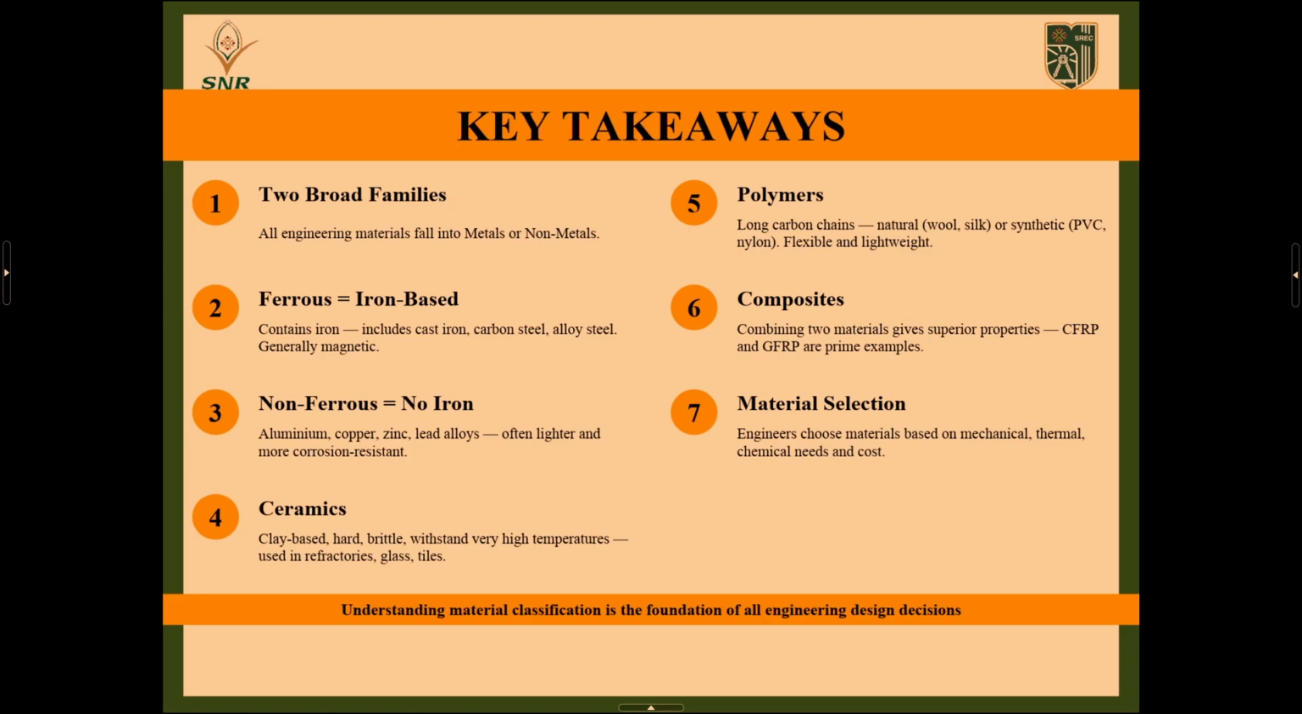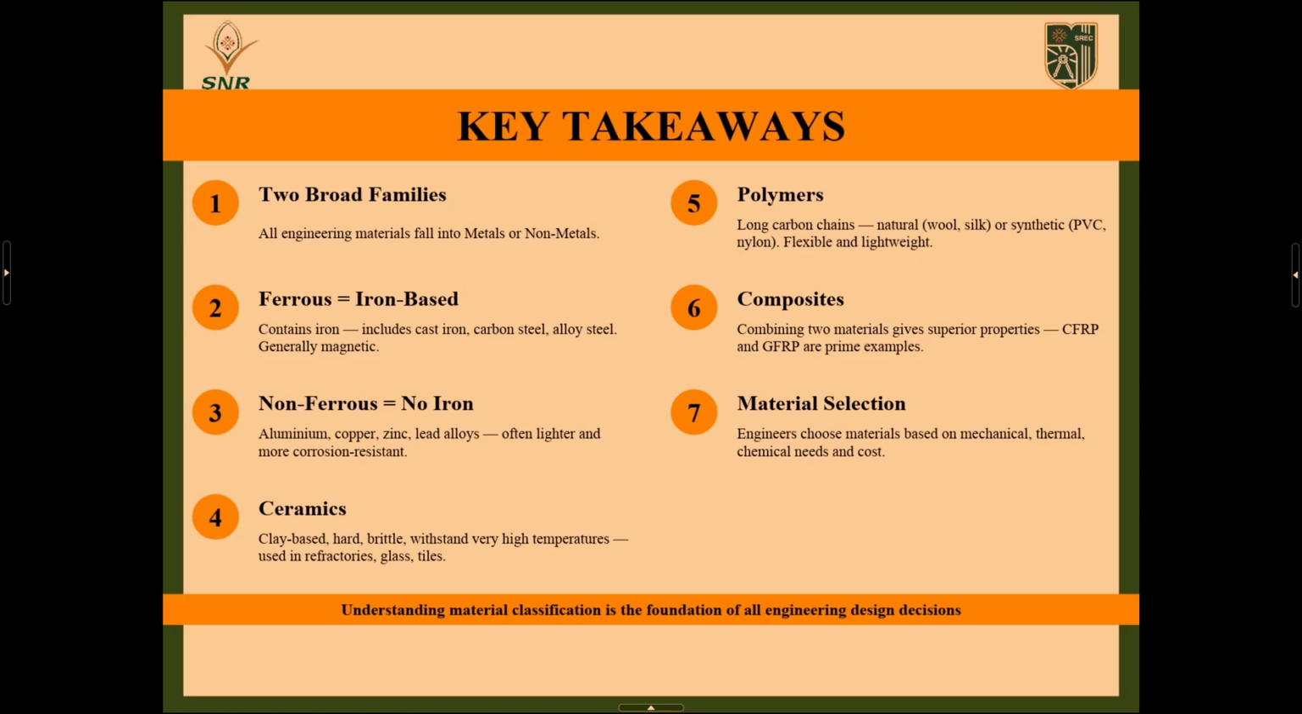Coming to ceramics, they are clay based, hard and brittle, and withstand very high temperatures. Polymers have long carbon chains, and both natural and synthetic types are used. Composites combine two materials to give superior properties. Carbon fiber reinforced polymers and glass fiber reinforced polymers are the most suitable examples, used in many places.